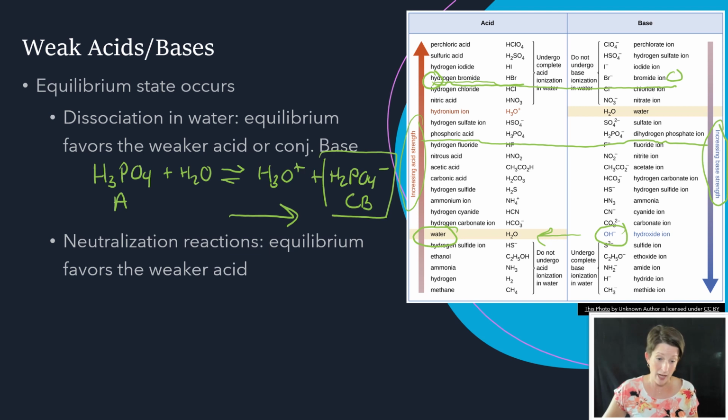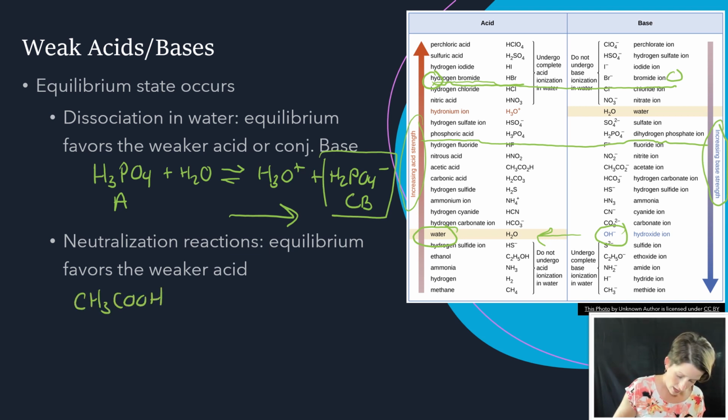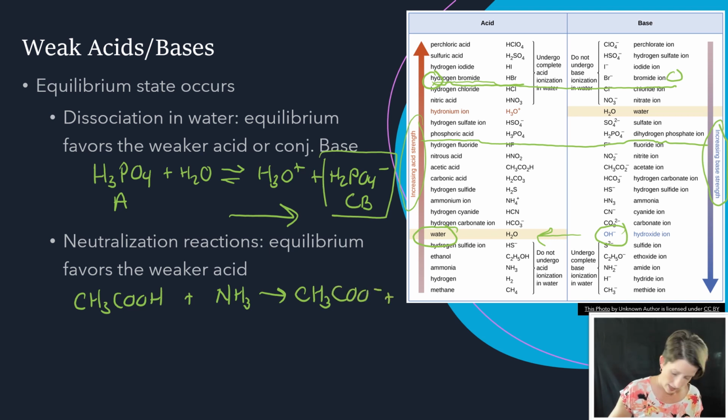What about neutralization reactions? So if you have a weak acid and weak base, you could have a neutralization reaction where it can undergo equilibrium. So here we are going to have a weak acid of acetic acid, and it's going to react with our weak base, NH3. It's going to form CH3COO- and NH4+. What we want to look for is what makes the weaker acid. All right, so we know that CH3COOH is an acid, and if we go to the other side, NH4+ is going to be our conjugate acid.